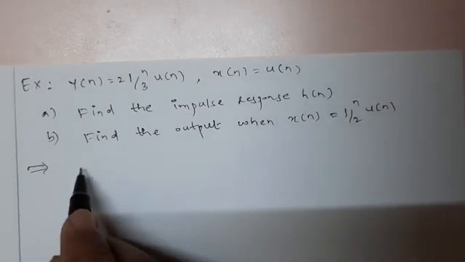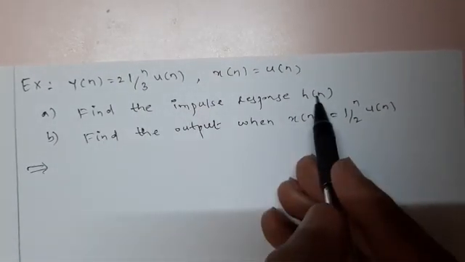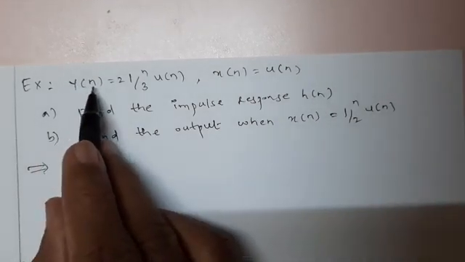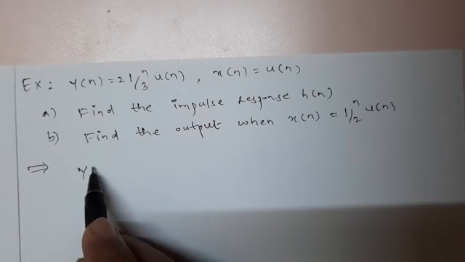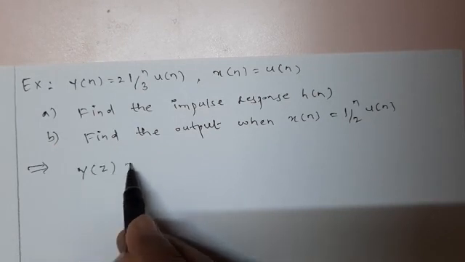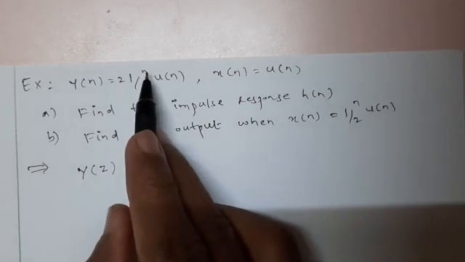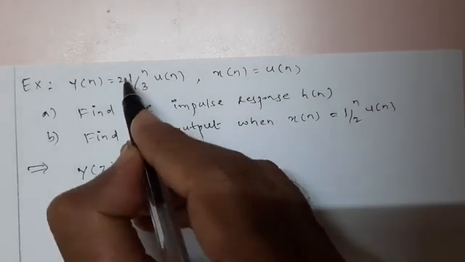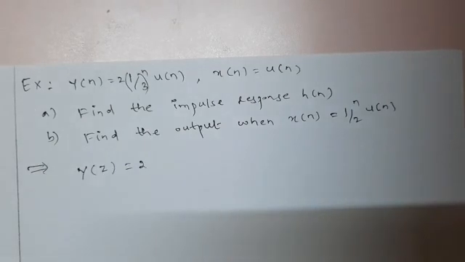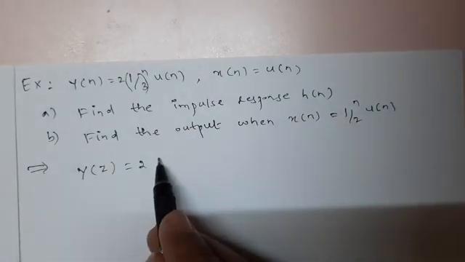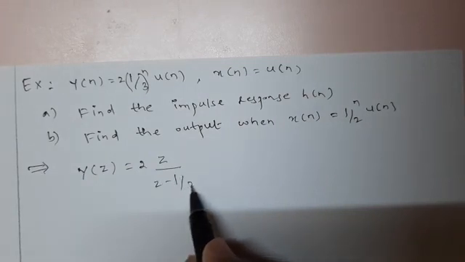Now to find the impulse response h of n, check it here. Here they have given y of n. So take the z transform of that, y of z equal to 2 into 1 by 3 to the power n u of n. If you have any confusion, I will put a bracket. So 1 by 3 to the power n u of n means z divided by z minus 1 by 3.